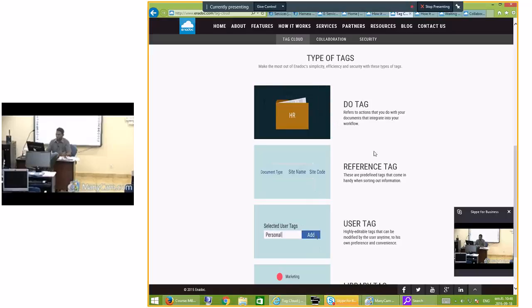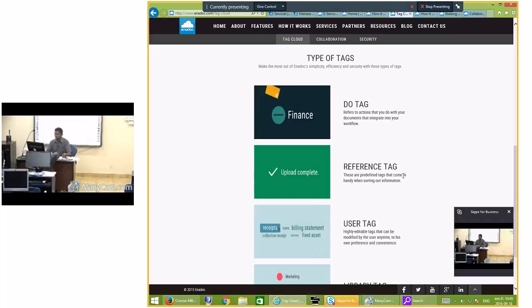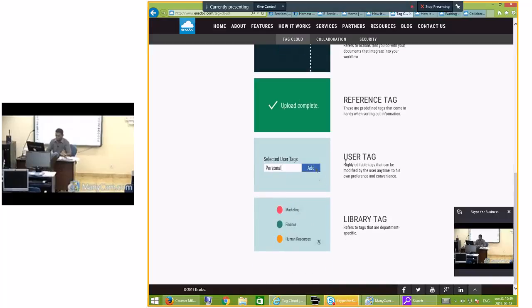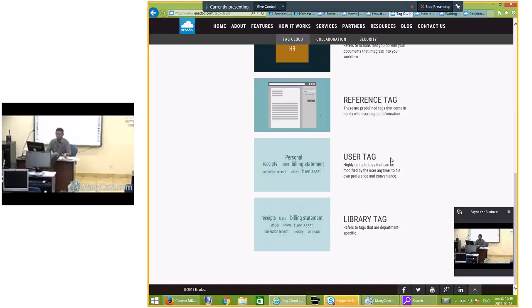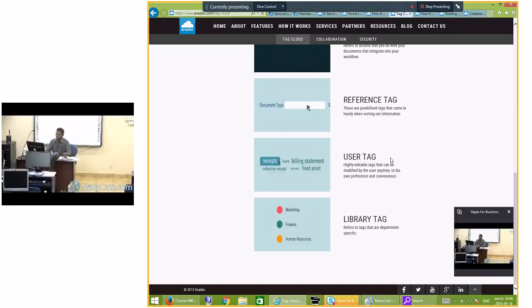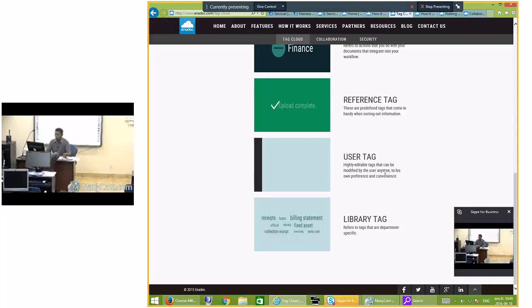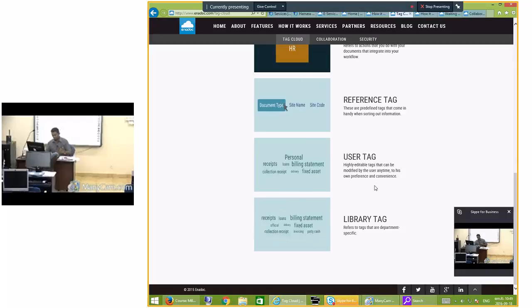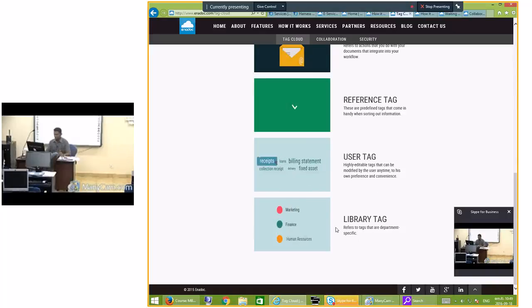Then you can have reference tags, predefined tags that come in handy when sorting out information. Say you need to mention this is an invoice, this is a birth certificate, or this is a receipt, likewise, right? Then user tags. You can put your name or the type of user, highly editable tags that can be modified by the user anytime. And library tags refer to tags that are department specific, say marketing, human resources, finance, likewise, right?